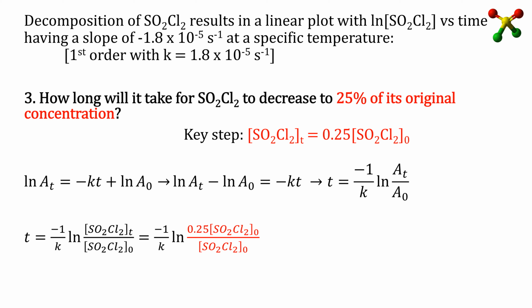Using that key step shown above, we can reduce this to time equals negative 1 over k times natural log of 0.25 SO₂Cl₂ initial divided by SO₂Cl₂ initial. Those initial concentrations of SO₂Cl₂ will cancel, and we'll plug in our rate constant, and we'll find that negative 1 divided by the rate constant times the natural log of 0.25 gives us a total of 77,000 seconds.